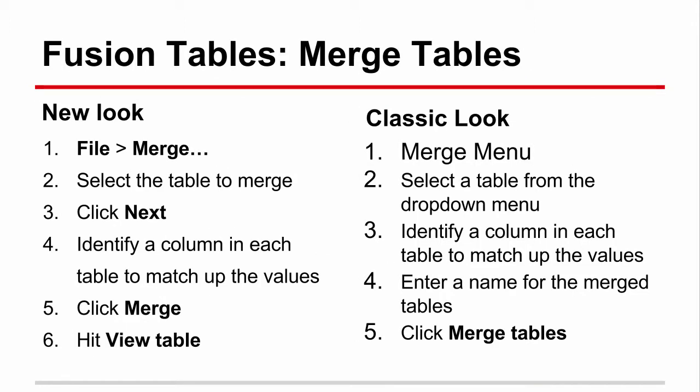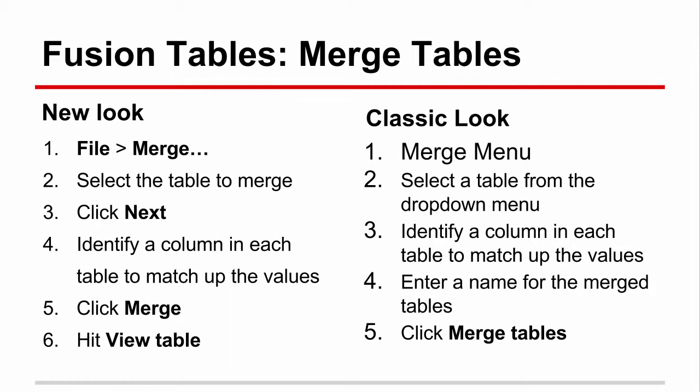How to merge tables. You can combine data from multiple sources by merging tables. You can do that in the New Look and the Classic Look. In the New Look, you just go to the File menu, select Merge. From the window that appears, select the table you would like to merge, then click Next. You don't have the option to locate files from your local computer. The file needs to be loaded onto your Google Drive.